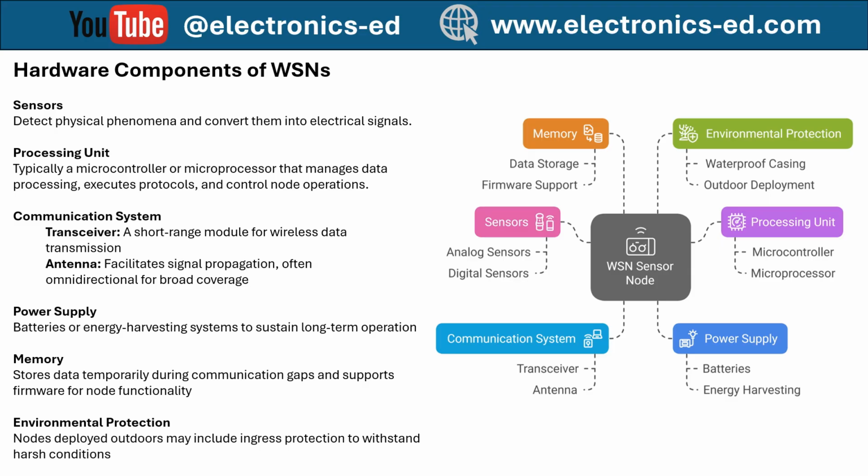Communication system, transceiver: a short-range radio module, for example, Zigbee, Bluetooth Low Energy for wireless data transmission. Antenna: facilitates signal propagation, often omnidirectional for broad coverage. Power supply: batteries or energy harvesting systems, for example, solar modules to sustain long-term operation. Memory: stores data temporarily during communication gaps and supports firmware for node functionality. Environmental protection: nodes deployed outdoors may include ingress protection, for example, waterproof casing to withstand harsh conditions.